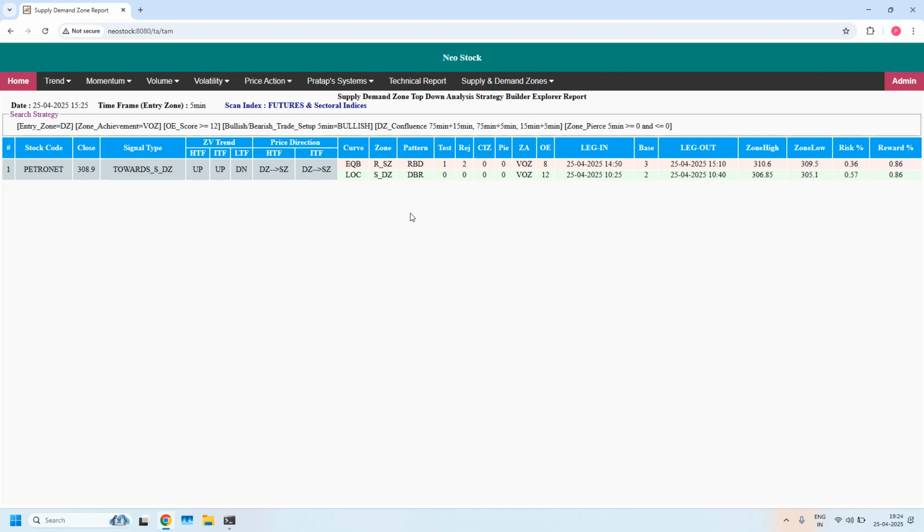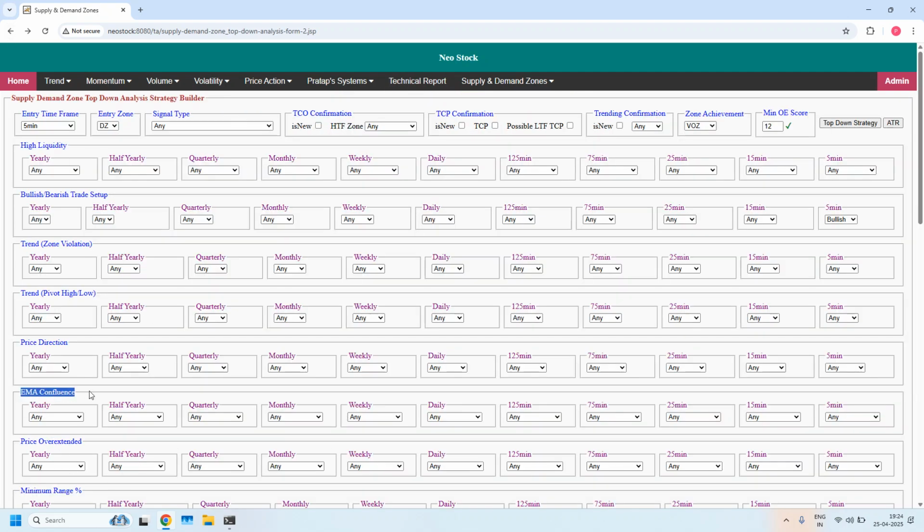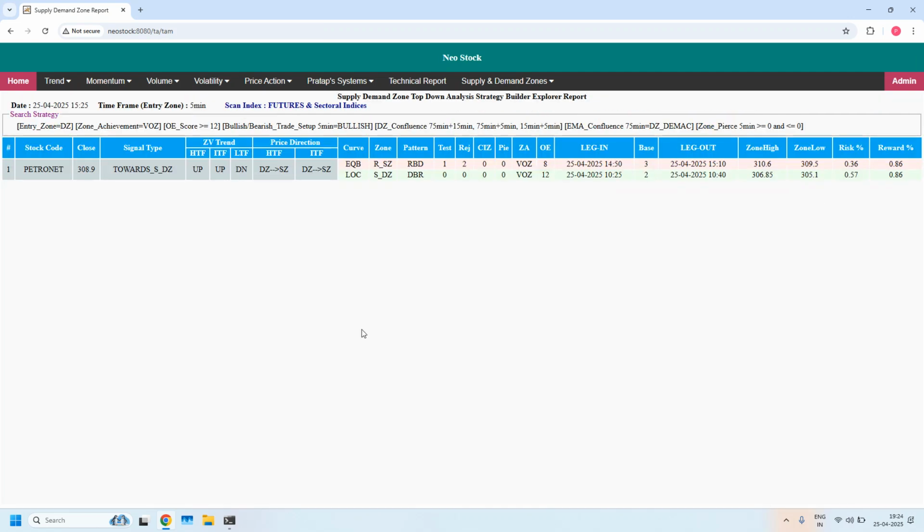Let us check if the 75 minute demand zone has daily EMA confluence. 75 minute demand zone with daily EMA confluence. Oh, this is also having 75 minutes with daily EMA. So it's a high probability trade setup zone. Excellent. So this is a bullish trade setup for hourly income trade.